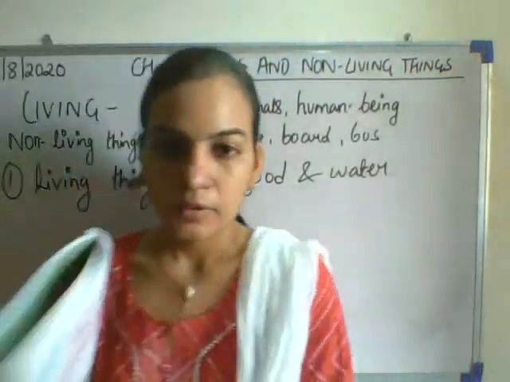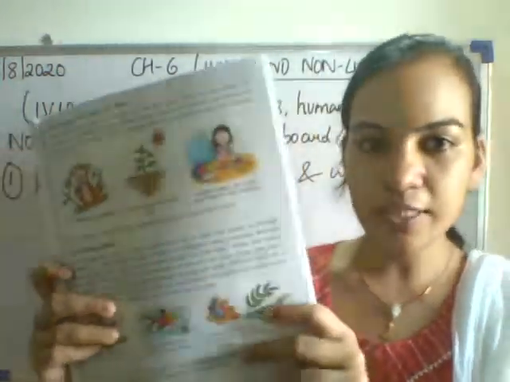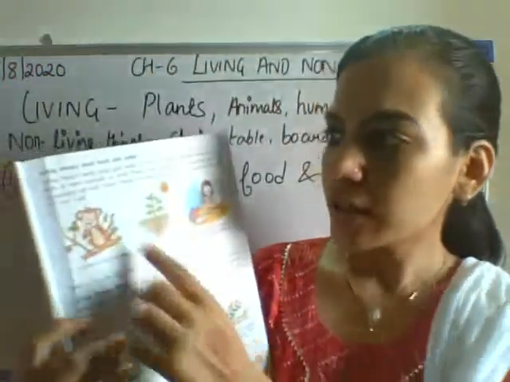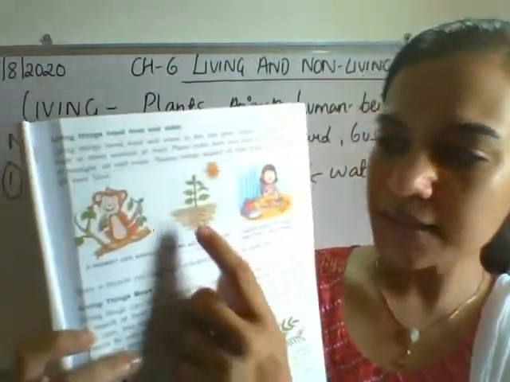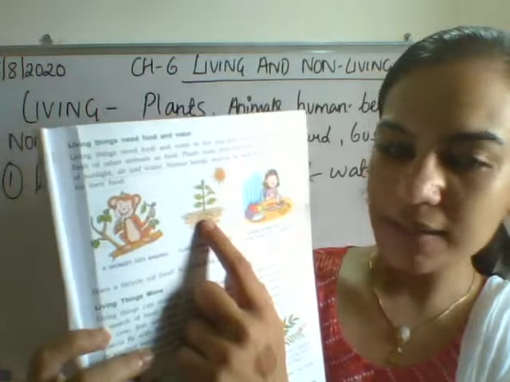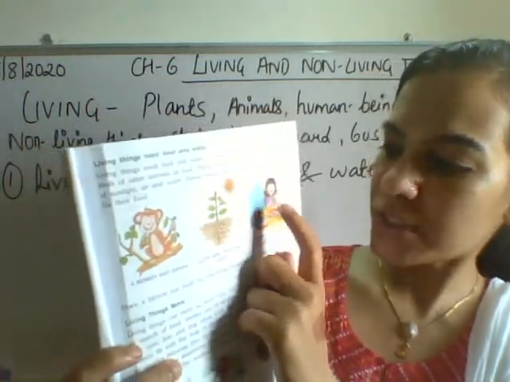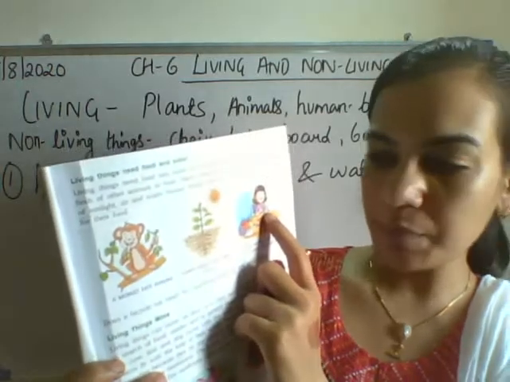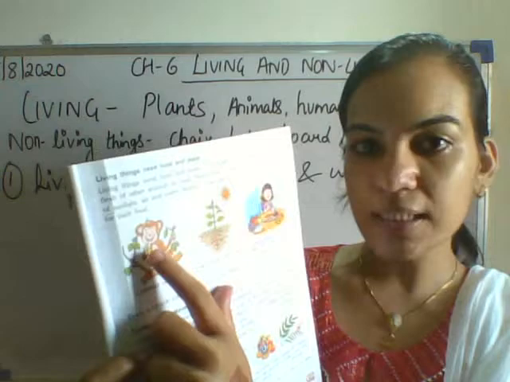So in your book, on page number 47, you can see here the living things need food and water. Here the diagram of the plant is given. What does this plant need? Water. This is the girl, she is eating food, she is having a glass of milk. The monkey is eating a banana. So all the living things need food.